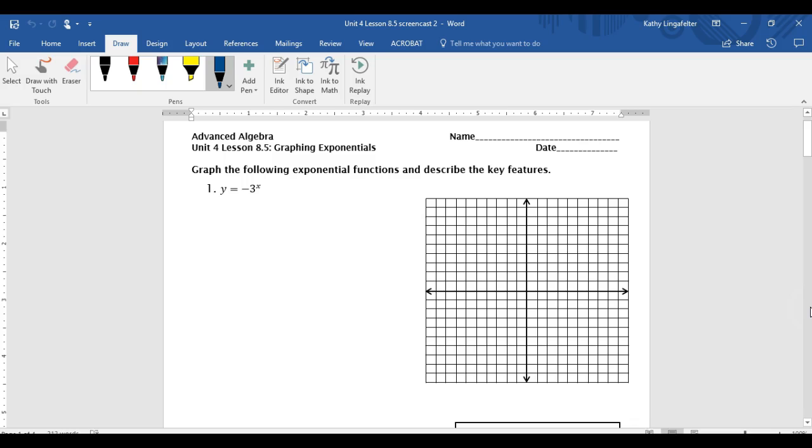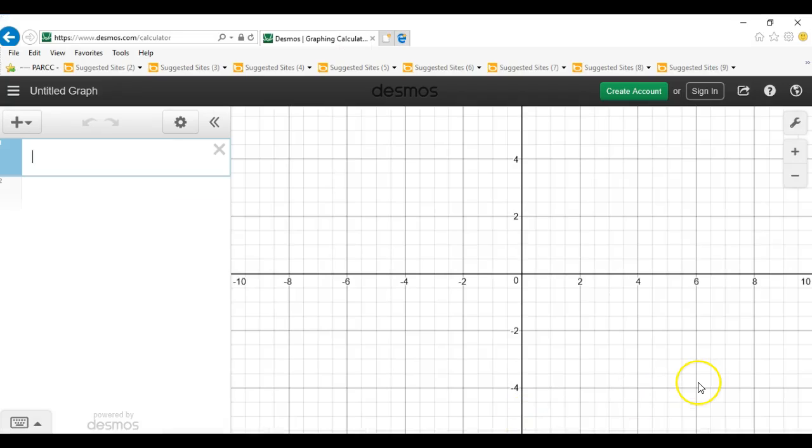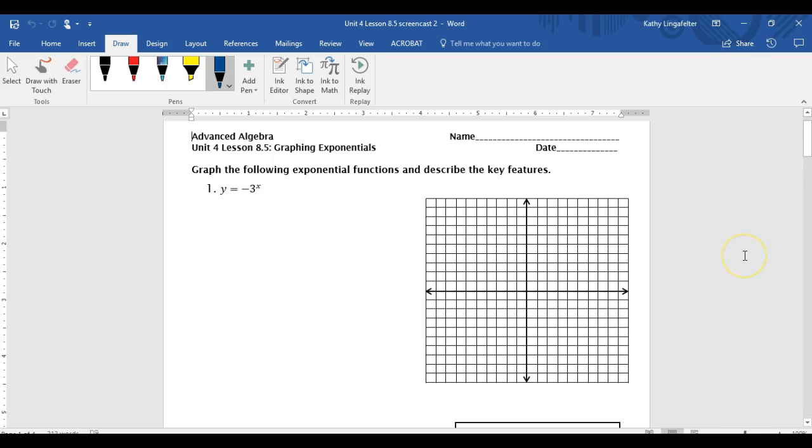The reason why I'm using screencasts as opposed to OfficeMix is because it allows me to pull up a graphing website called Desmos.com that I really like. And if you don't have a graphing calculator, it is definitely something you're going to have to use for this unit and also for the test and the final exam. So let's get started in talking about graphing exponentials.